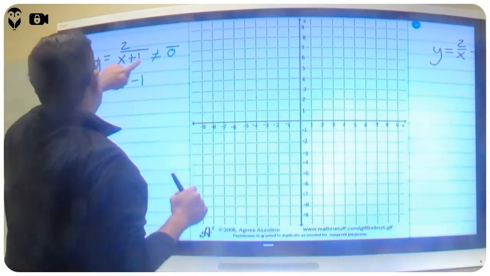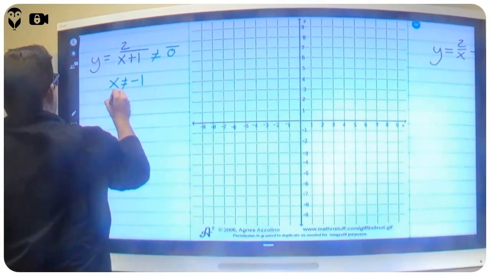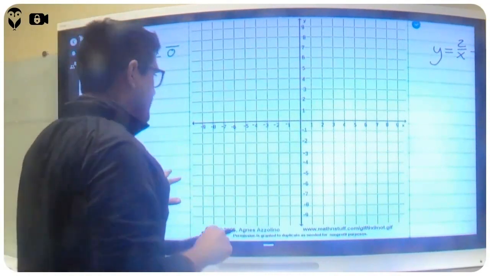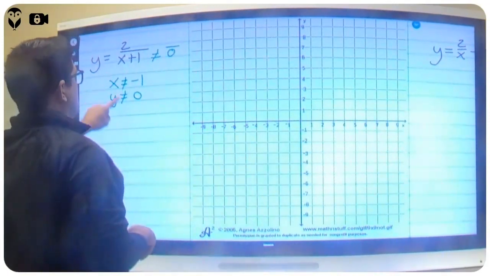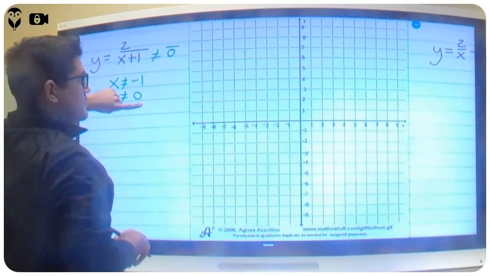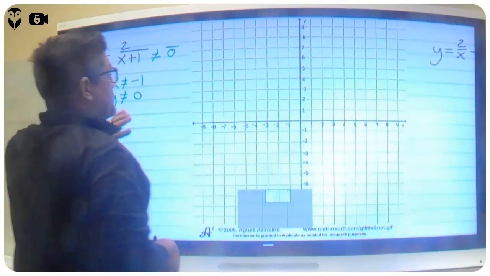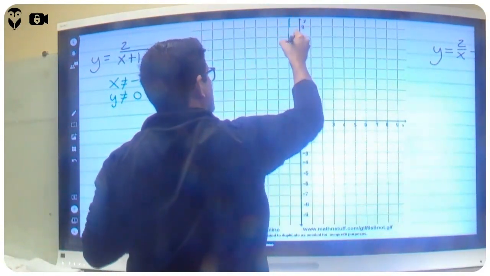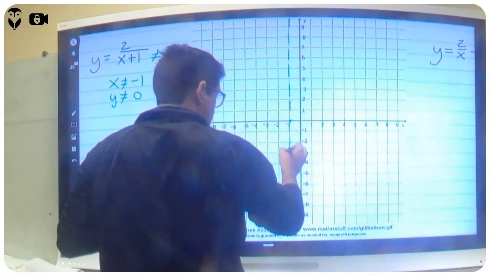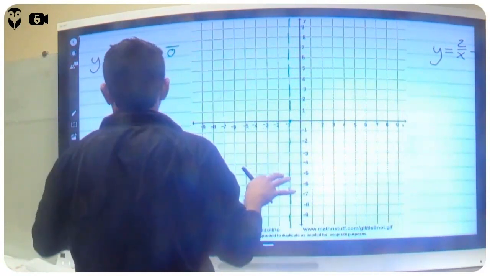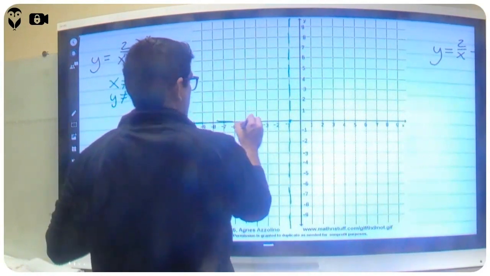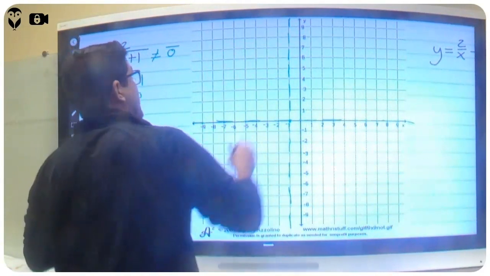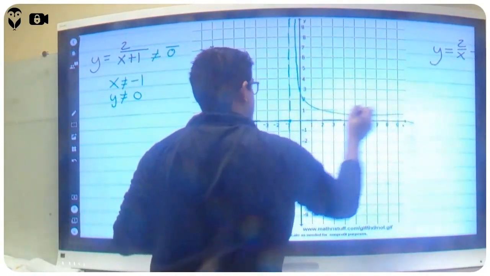And seeing as though this fraction will never be 0, y will also never equal 0. So these are going to be the 2 asymptotes. Asymptotes are the numbers it cannot cross. So x equals negative 1, which is right here. It's never going to cross here. Yes, it's a dotted line because it's not the graph line. This is where it can't touch. Y equals 0, so I'm just going to go through here. So the graph is going to look something like this.